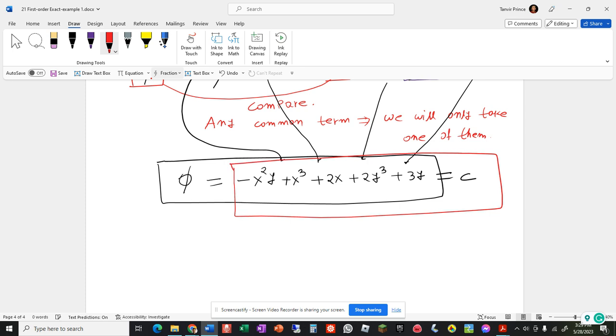So we have three ways of finding the potential function phi. Always remember, you can do it. Always believe in yourself. Bye bye.